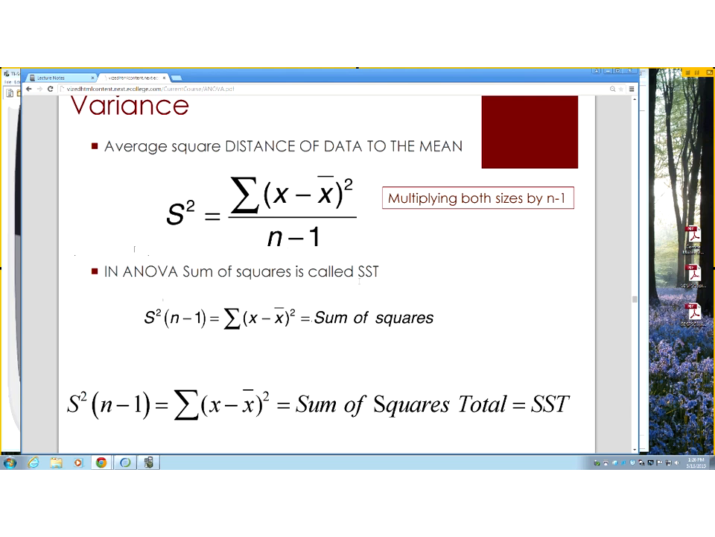So the measurement in ANOVA is called the sum of squared total, the SST. That comes from our variance formula. Again, the variance is the average square distance of the data to the mean. So how far away are your data values from the mean? For ANOVA, the F-test statistic is a ratio between how far they are from their own mean and how far away they are from the grand mean. So you're looking at two variances.